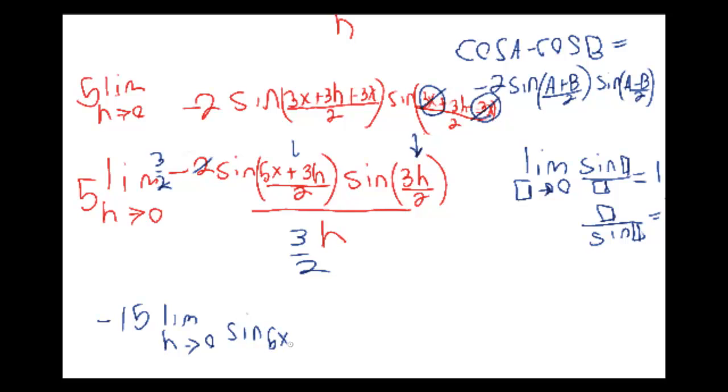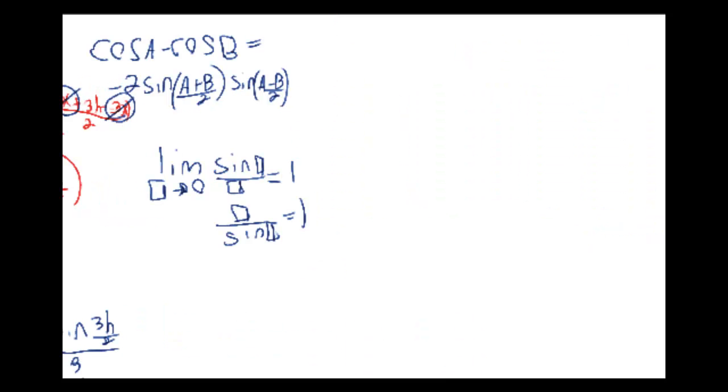6x plus 3h all over 2, and I'm going to write another limit because the limit of the products is equal to the product of the limits. Basically that means you can just do them separately if they're multiplied. And then here we have sine of 3h over 2 over 3h over 2.